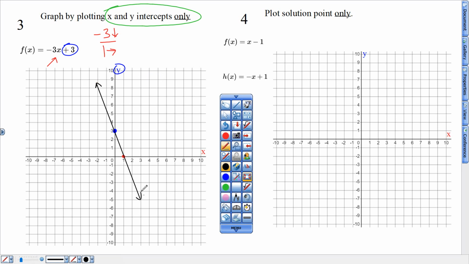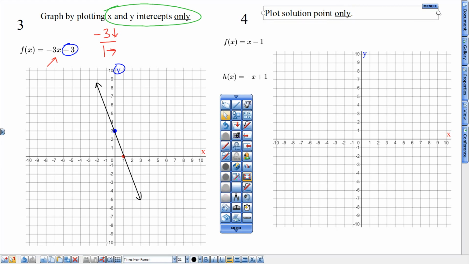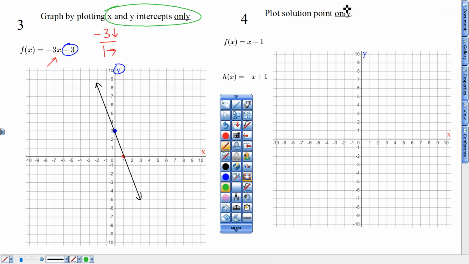All right, here we go. This one wants you to plot only the solution point. Only the solution point is supposed to say: plot solution point only. So for this guy, if I'm doing that, I'm going to graph this first one here in red. This is -1. That's going to be down here on the y-axis.